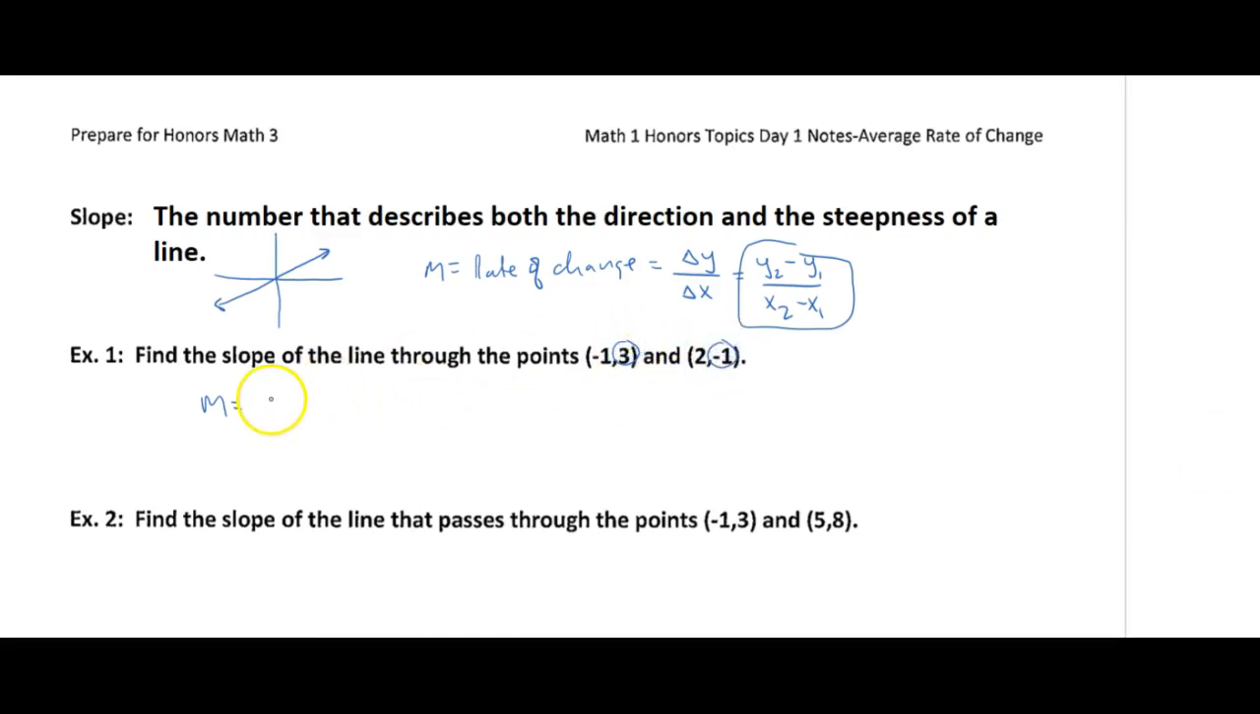So I'm going to do 3 minus -1 over. If I start here, I must start with this x value when I subtract. So I'm going to do over -1 minus 2. Now, anytime we subtract the negative, it becomes what? Positive. So it's going to be positive 4 over -3. And we would simplify that as -4/3.